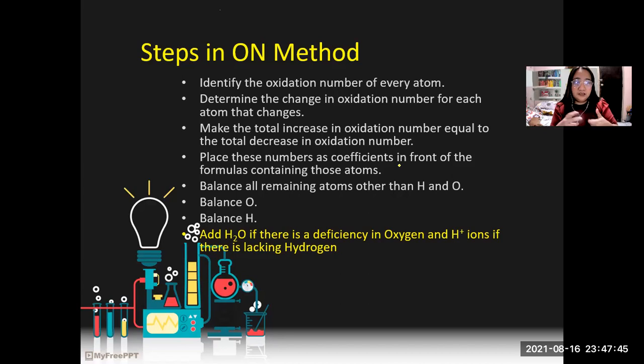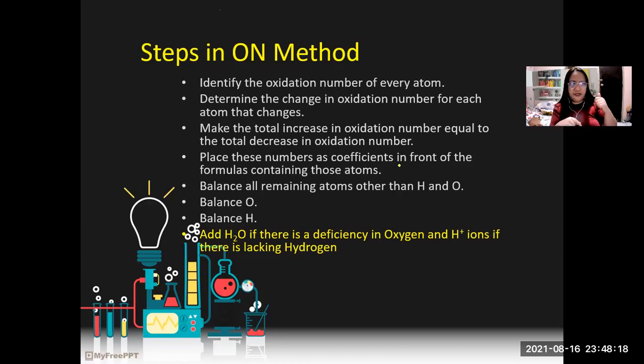Third step, this is actually the important one. Make the total increase in oxidation number equal to the total decrease in oxidation number. You have to equalize or balance them out initially at this stage. The technique is to get that magic number, or a multiple, which you would be multiplying to the needed elements that were changed during the process. So definitely an element will be oxidized and another element will be reduced.